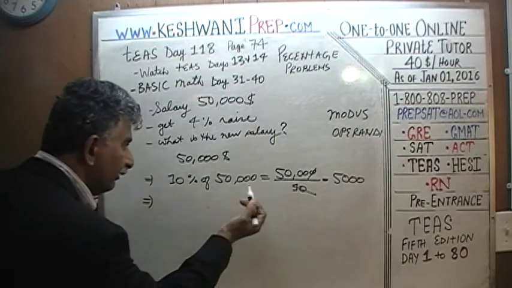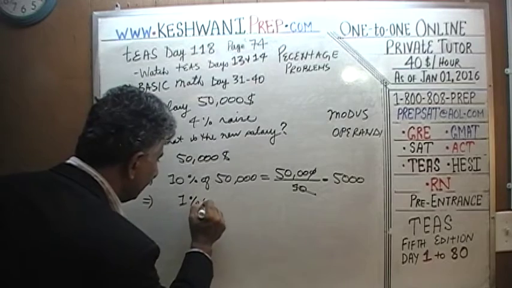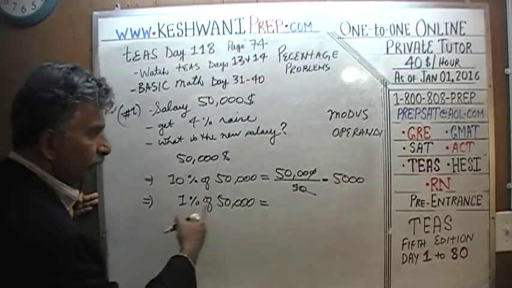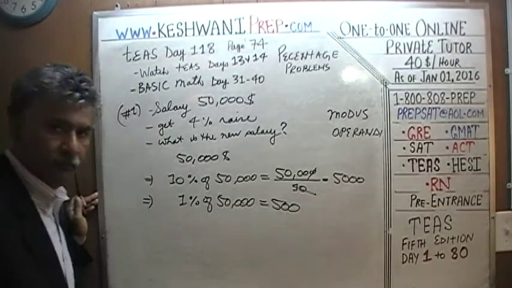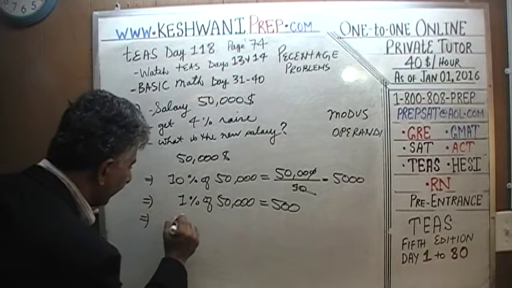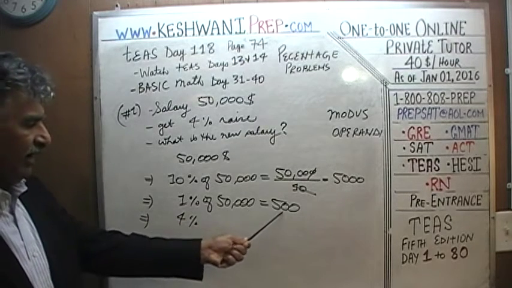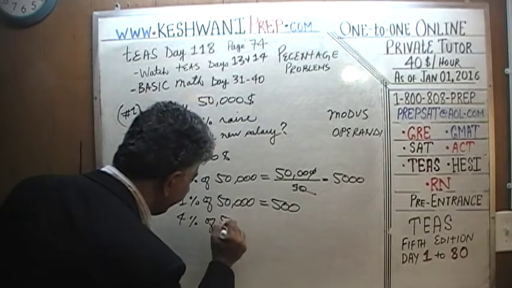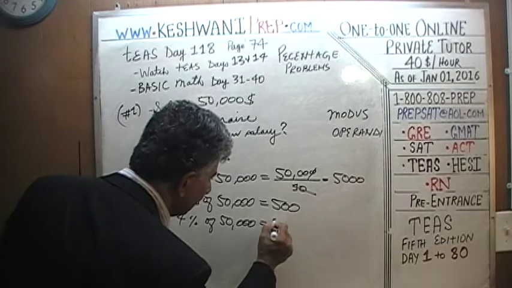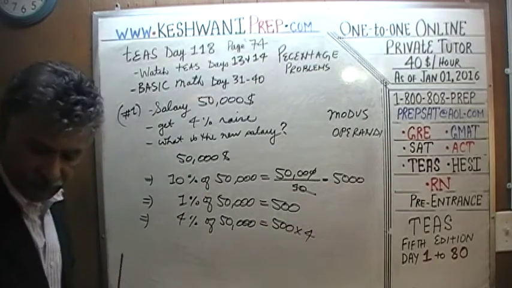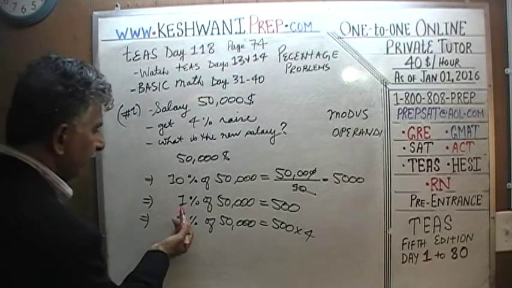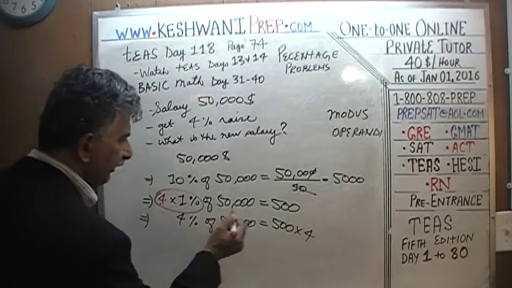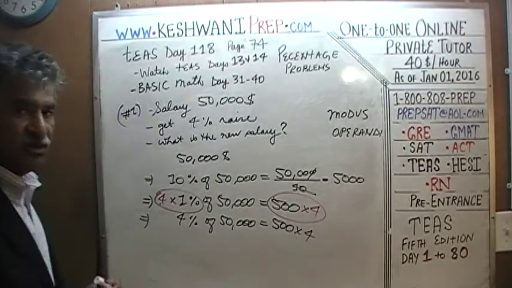If 10% is 5,000, that implies that 1% of 50,000 must be, again, 1/10 of this thing. 1/10 of that is going to be 500. We don't want 1%, we want 4%. If 1% is 500, then that in turn implies that 4% must be 500 times 4. Or we could have done it right here instead of rewriting everything. If 1% is 500, that implies that 4%, 4 times 1 is 4%, must be 4 times this amount, which is $2,000.